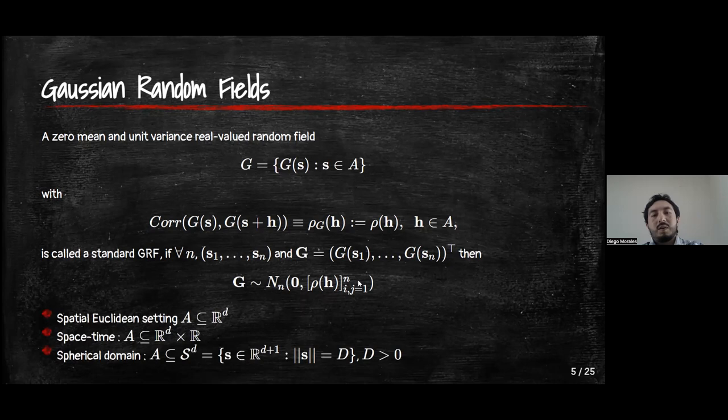So what is the advantage of defining this kind of model? It is that we can define it in a spatial Euclidean setting. We can define the spatial time domain and also the spherical domains. In general, in this presentation, we are talking about a set A in the Euclidean space, but the extension of the space-time models to the spherical domain is very easy.